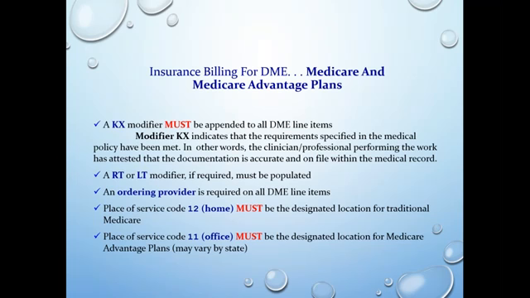Also for Medicare and Medicare Advantage patients, you must use an LT or RT modifier. You have to have an ordering provider. That ordering provider happens to be you. The place of service is home. The patient is using this device in their home for traditional Medicare. It's sometimes office for Medicare Advantage plans. You have to know, according to your location, according to your jurisdiction, because that does vary state by state. Next slide, Alan.